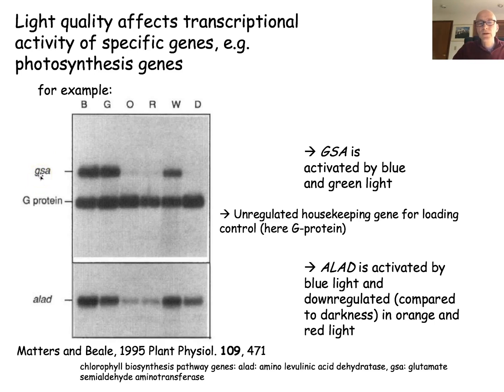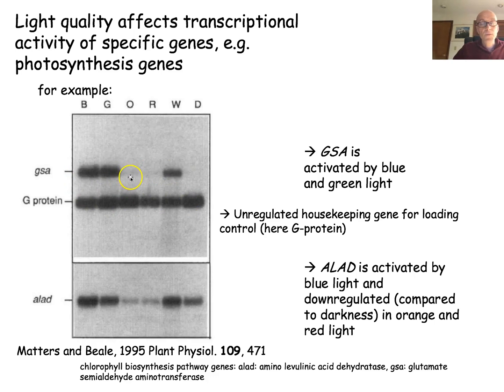There are two genes, actually three genes, but two genes that are involved in photosynthesis. It's really not so important in this case exactly how they are involved in photosynthesis. Here we're just interested in the fact that they are specifically responsive to certain light. One's called GSA, the other one's called ALAT. And down here I have the gene names and exactly what they do. The third gene, the G protein here, is an unregulated so-called housekeeping gene that people put on these gels so that they can show that they loaded equal amounts of RNA onto each of the lanes so that they are comparable from one to another.